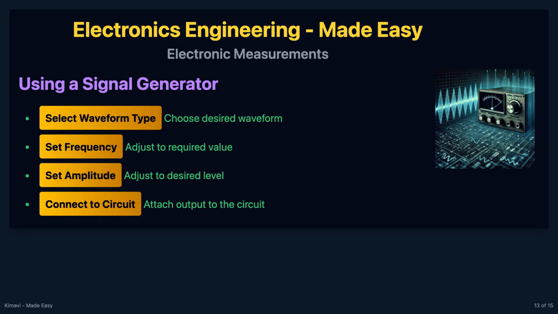To use a signal generator, first select the desired waveform type, such as a sine wave. Then, set the frequency to the required value and adjust the amplitude to the desired level. Finally, connect the output to the circuit under test.